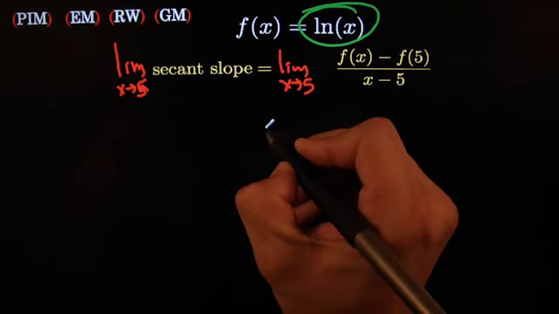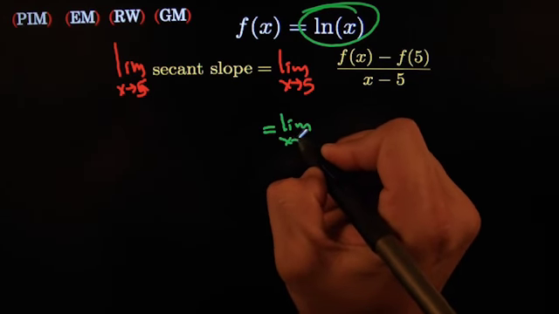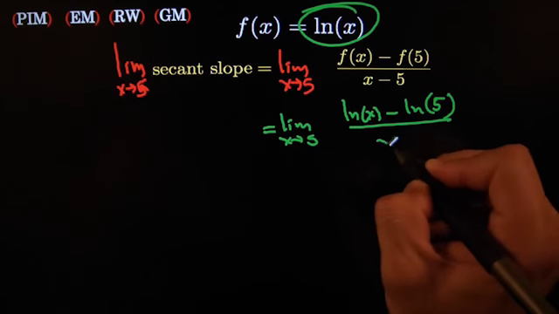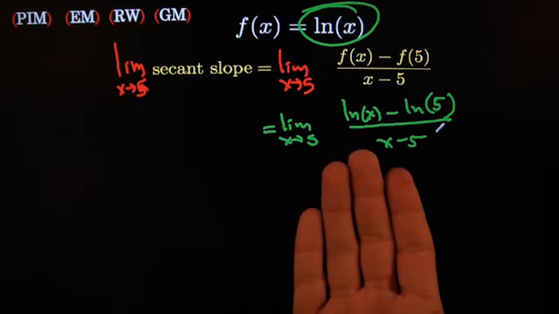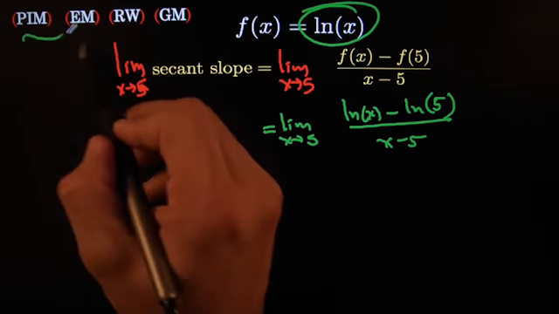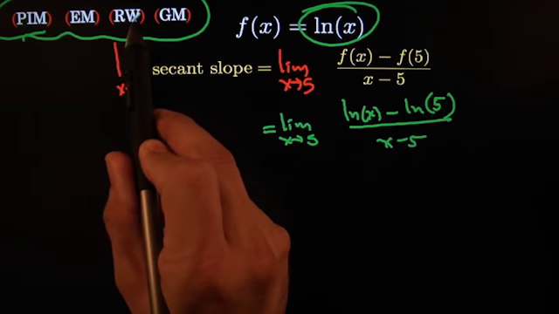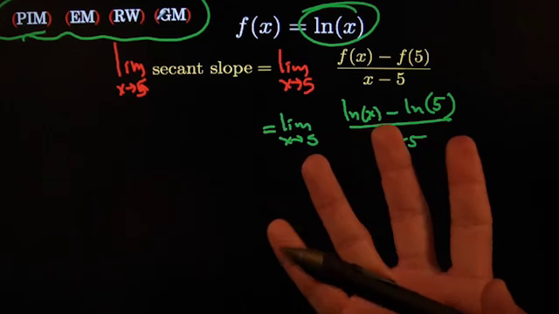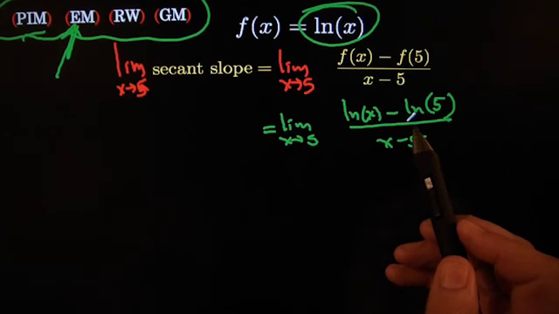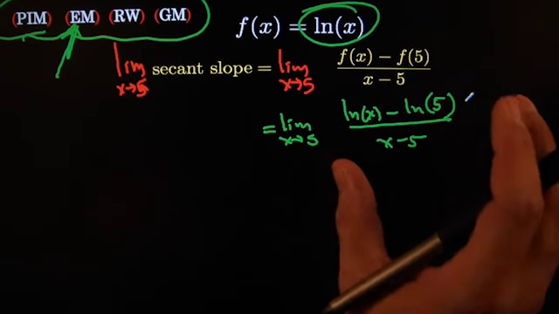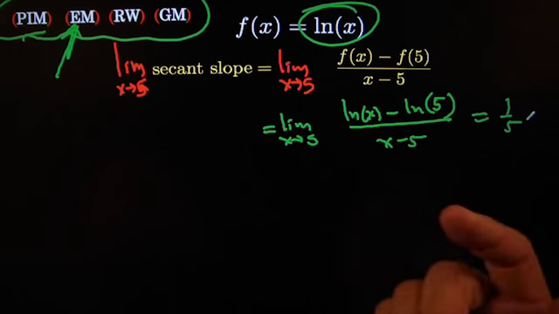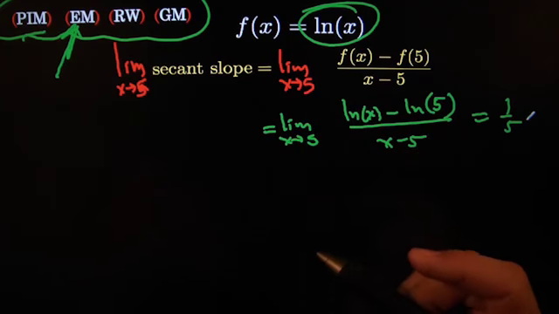Alright, so this would be equal to the limit as x goes to 5 of ln of x minus ln of 5 all over x minus 5. And at the end of the day, it's still just a limit question. Nothing to be afraid of. We still have our famous four methods: plug-in method, engineer's method, rewrite, graphing method. So it's not that bad. And 99% of the time, if you do the engineer's method, we will get there. In fact, you could pause it here, do the engineer's method, and you'll see that this limit is 1/5.